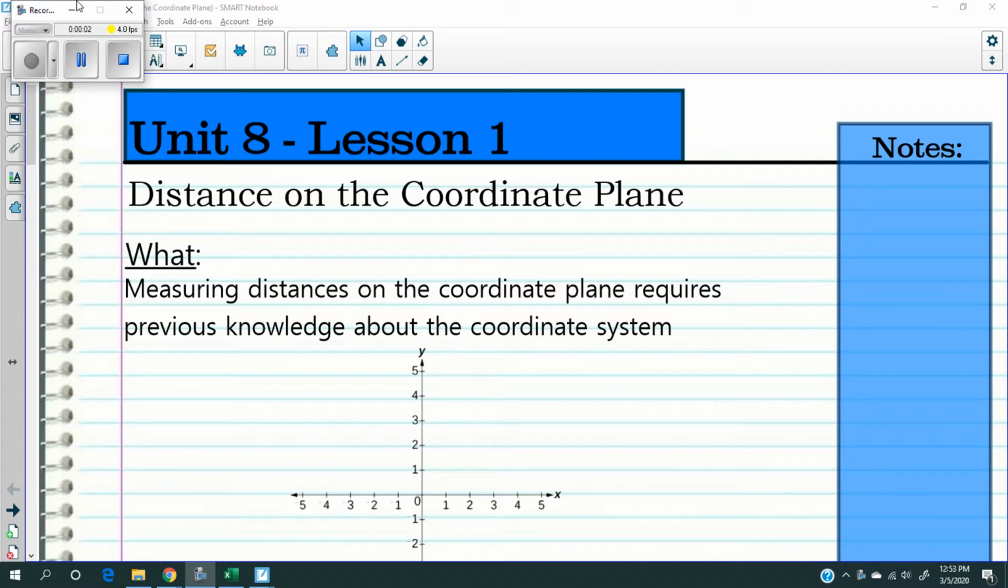Okay, all right. So in what is the first lesson of a very, very long unit, unit 8. Before I even start, let me just go over with you how you should approach this unit, because many of you are going to be doing this at home.